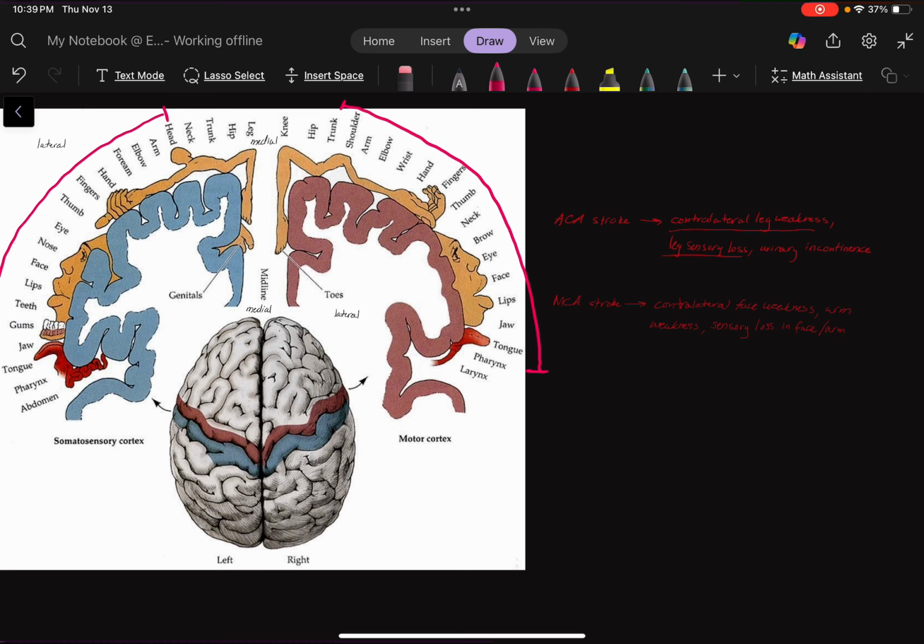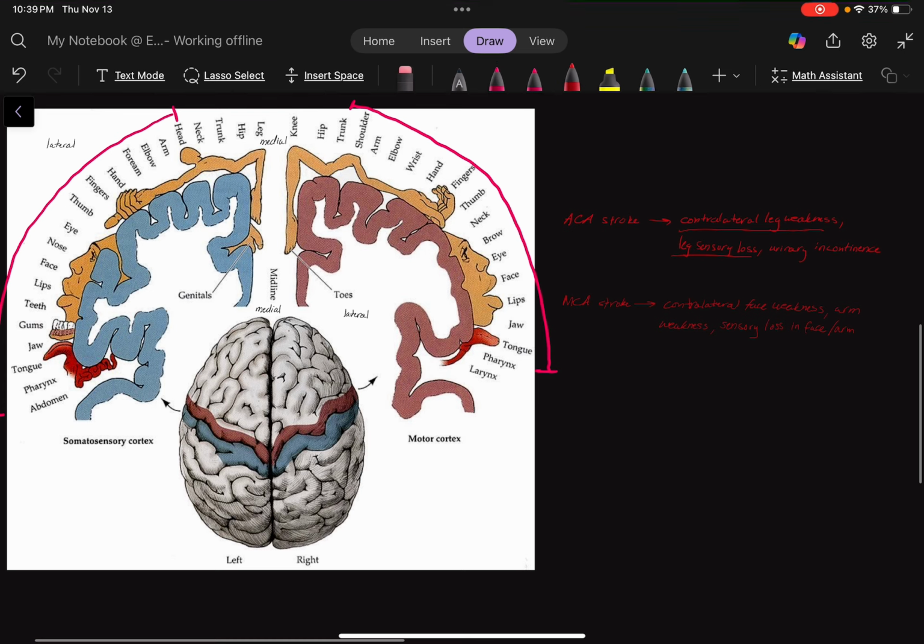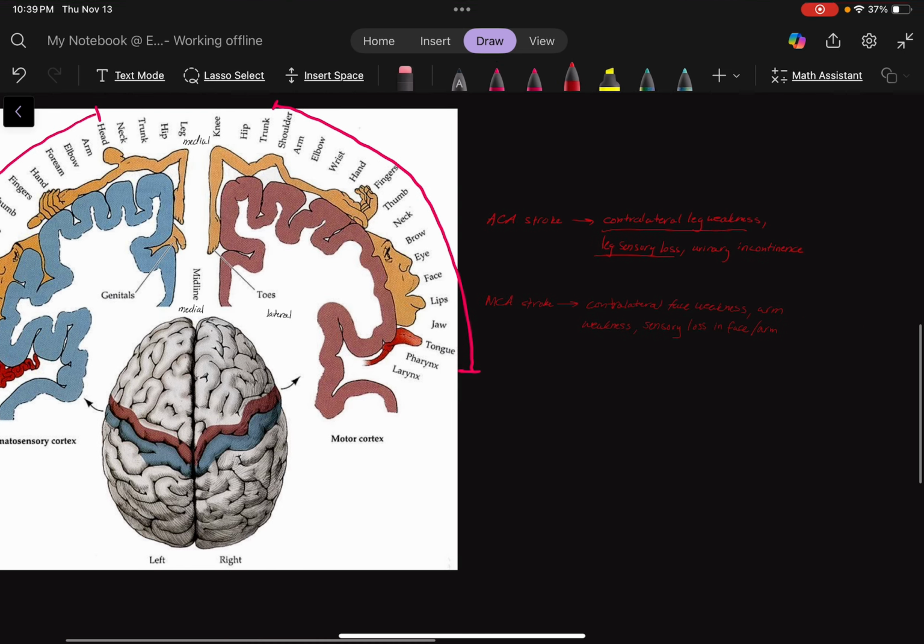So because of that, because both language regions are on the left side of the brain, if you block the left MCA, if you block the left middle cerebral artery, blood flow to the dominant language centers are going to be cut off, okay? And that's why you get aphasia, okay? So the patient can have trouble speaking, understanding language, or both. It really just depends on which part is affected and to what extent Broca's or Wernicke's areas are affected, okay? So that's another very important thing for the MCA stroke, okay?